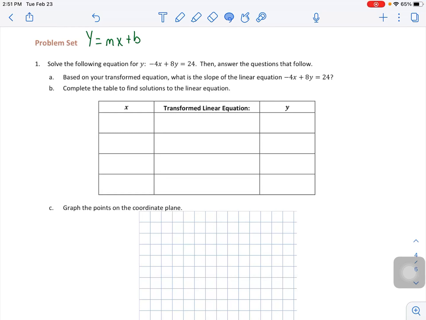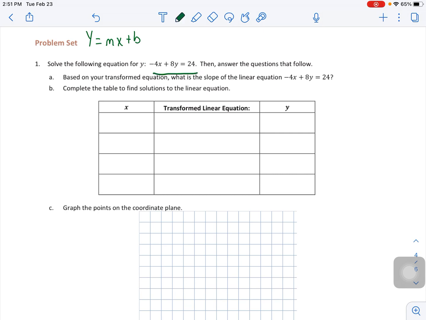Hello, this video is to go over the problem set for lesson 17. You should pause along the way if you need to work on copying anything down. So the most important thing is remembering that your equation y equals mx plus b is very important. So we'll start with the problem here.